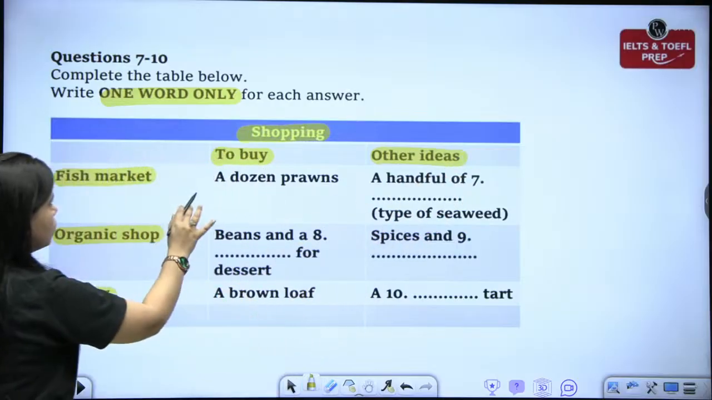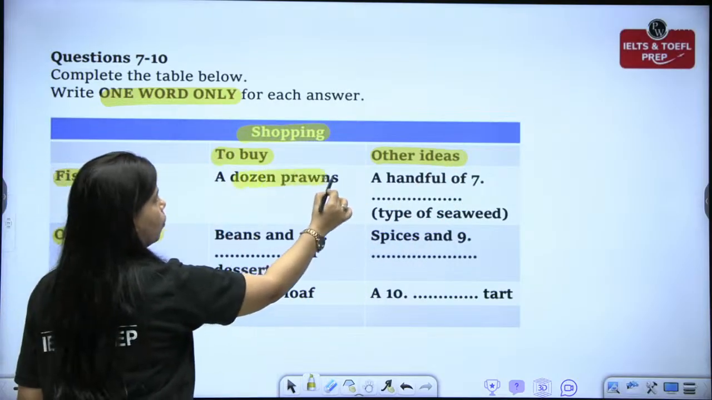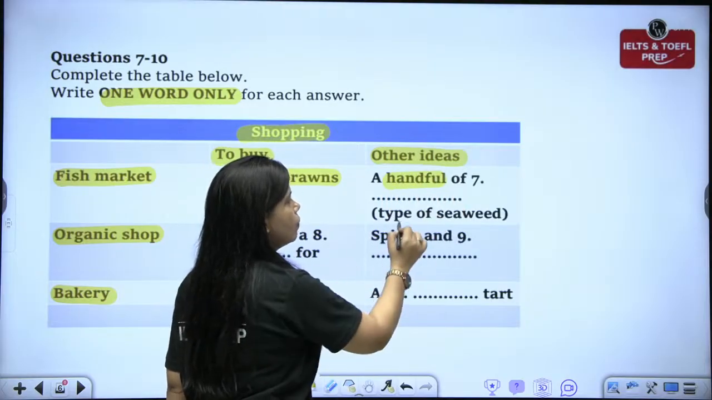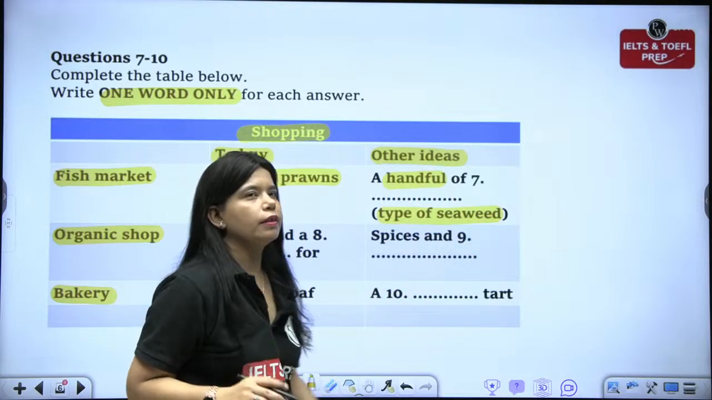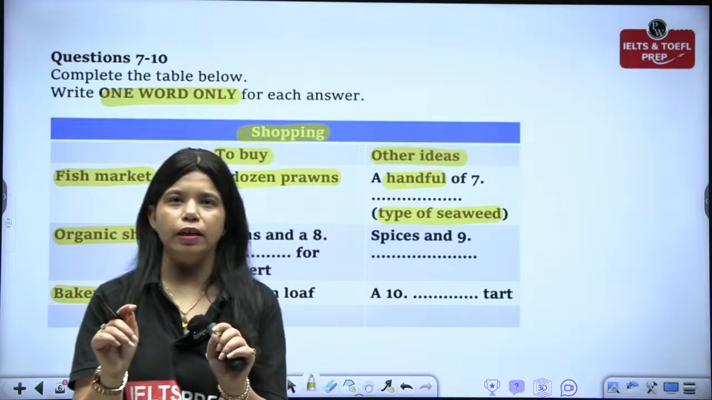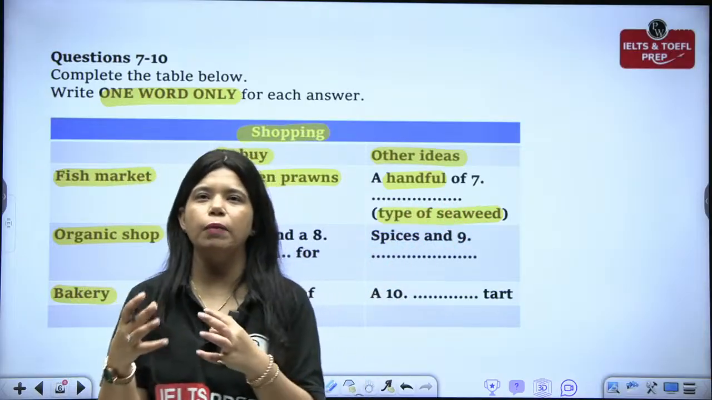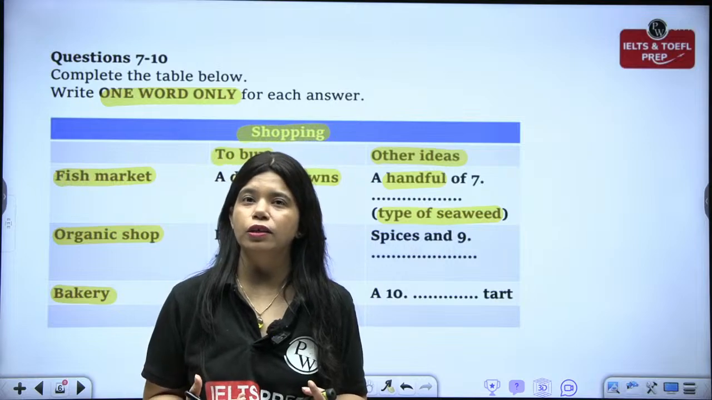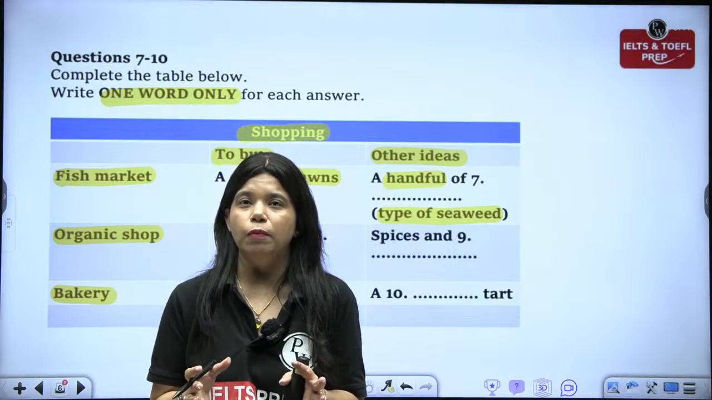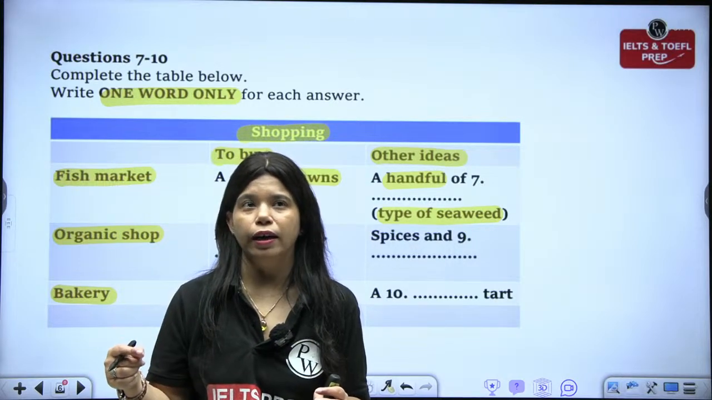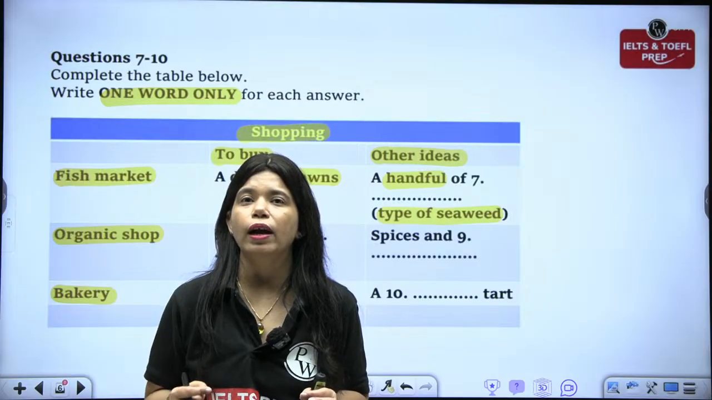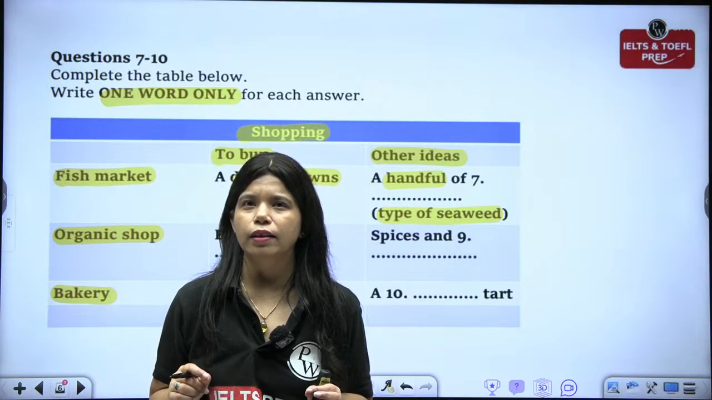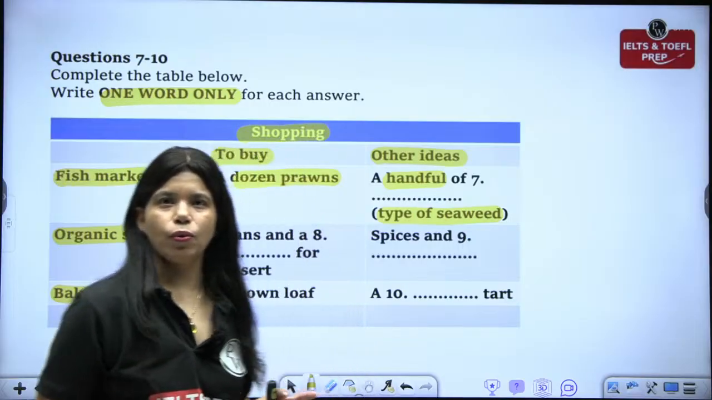So in things to buy from fish market, a dozen prawns. In other ideas, it says a handful of dash, which is a type of seaweed. Let me give you a heads up, everybody. When an English name comes, in part 1, usually sometimes you will hear English names. And when an English name comes, they will spell it out letter by letter. And you have to grab the correct spellings. If a single letter goes here and there, you will not be given any score.